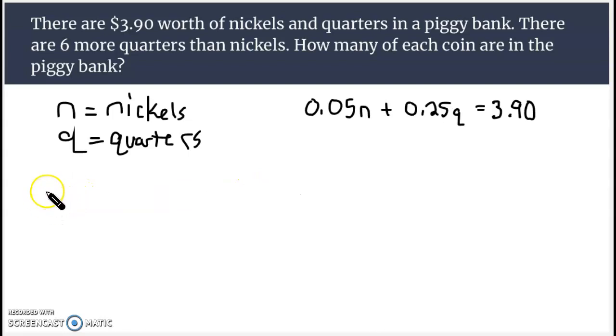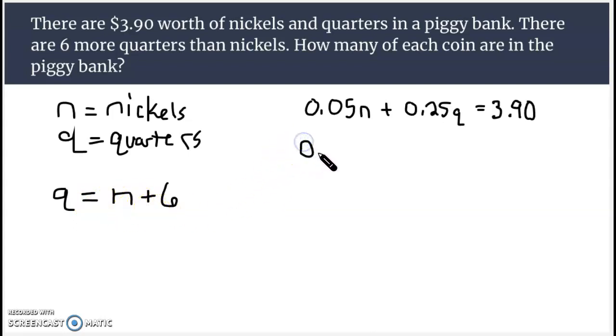Now, it does say there are 6 more quarters than nickels, okay? So, the number of quarters we could say equals the number of nickels plus 6 more, if that makes sense. The number of quarters is N plus 6. So every time we see a Q, we can write the expression N plus 6.